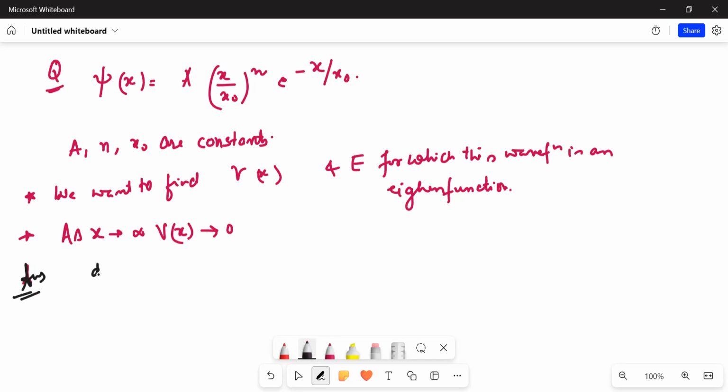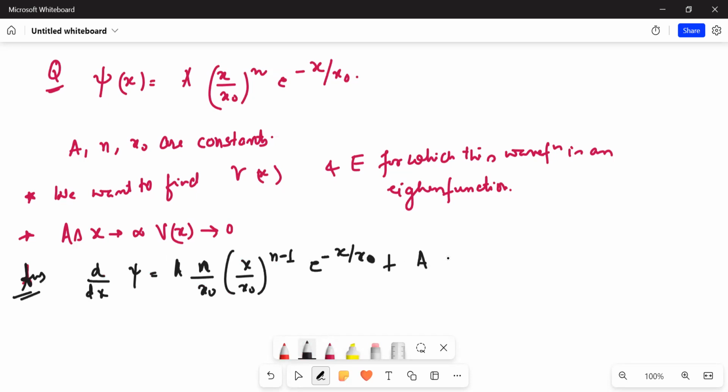How would I do it? I'll take the derivative at first. So the derivative will be A n/x0 (x/x0)^(n-1) e^(-x/x0), and then plus A, (x/x0)^n remains as it is, and you'll get minus 1/x0 into e^(-x/x0).